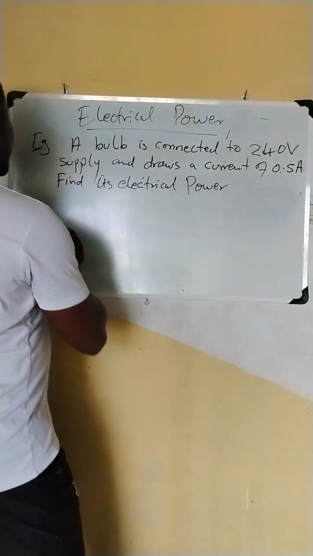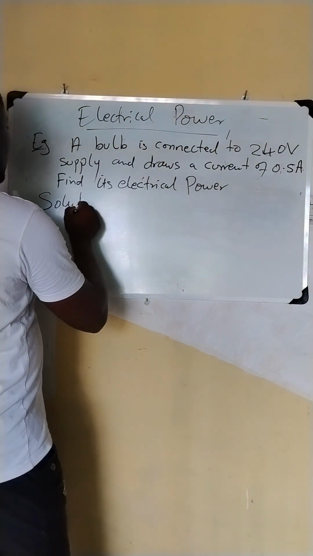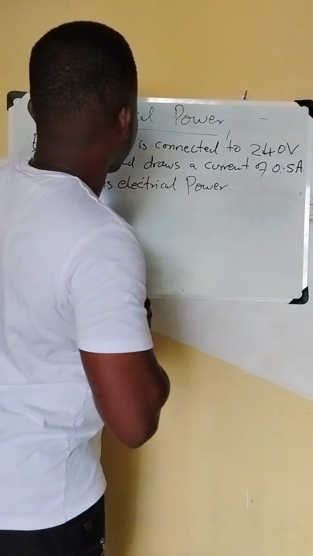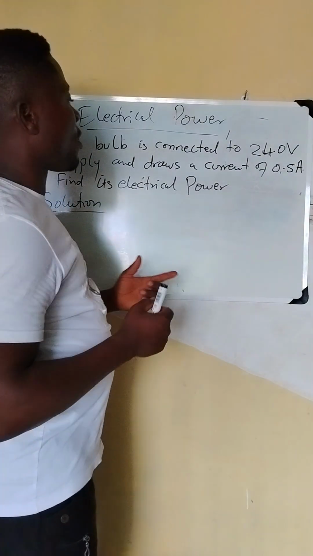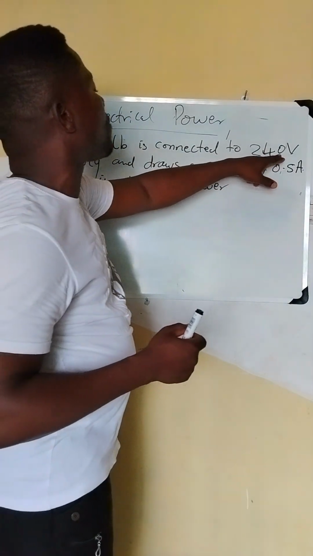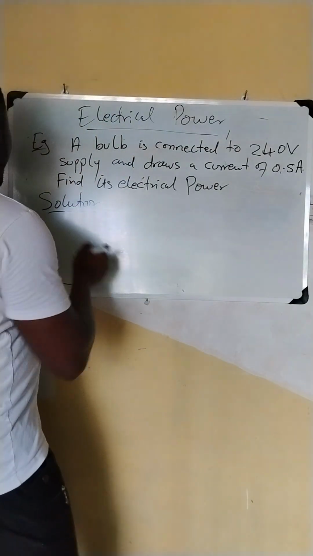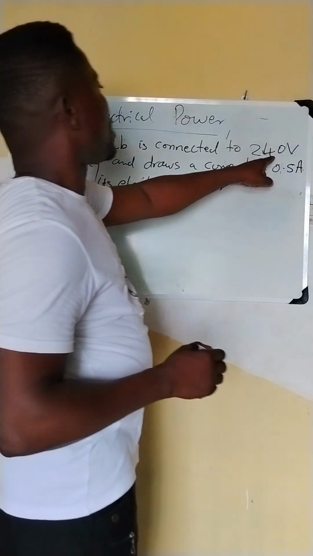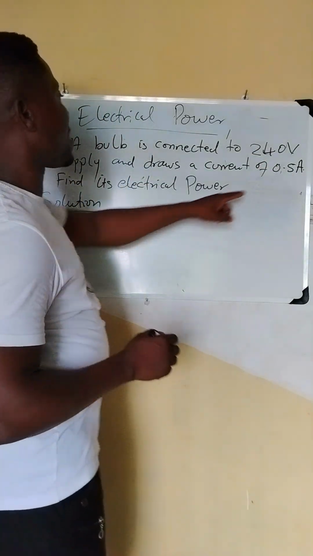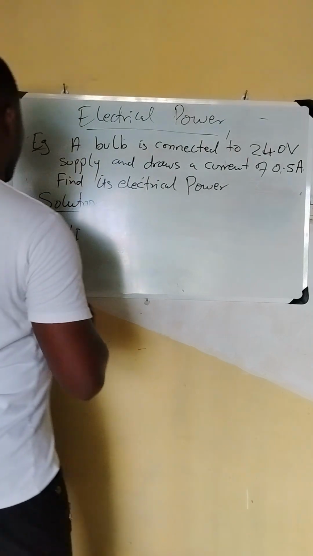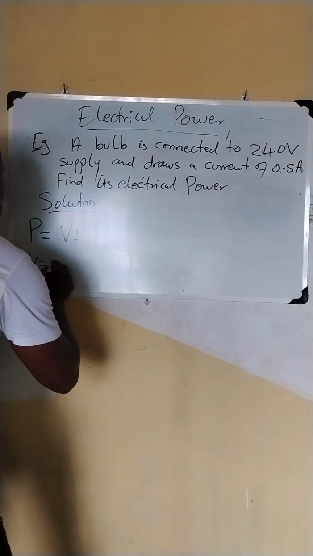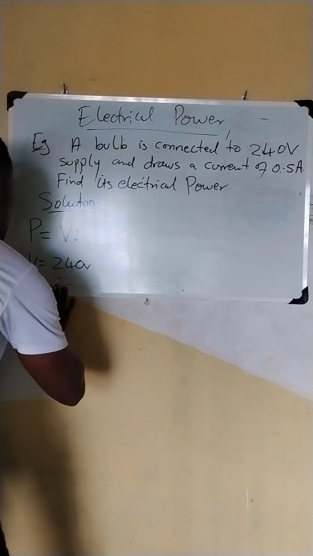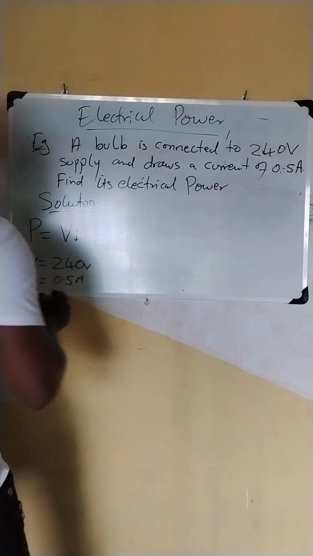So here what you do is write solution. Now for P, you make use of the formula based on the information given. Here you have voltage and current. Remember that P is equal to VI. Here V is given as 240 volts, then I is given as 0.5. So let me write it down: V is equal to 240 volts, then I is equal to 0.5 amps.